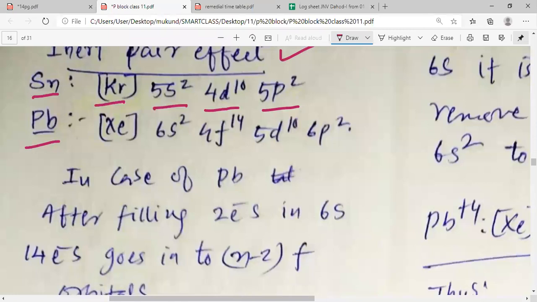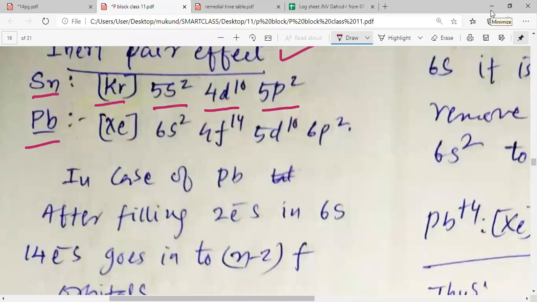Do you remember, my dear students, about the inert pair effect? Can any of you please tell me the definition of the inert pair effect? Is there anyone who can tell me the definition, please? Any one of you, my dear students? Do you remember? No, sir. You don't remember the inert pair effect? Okay, no problem.